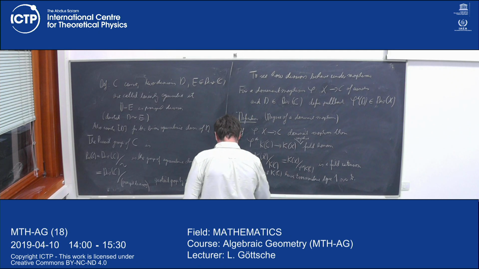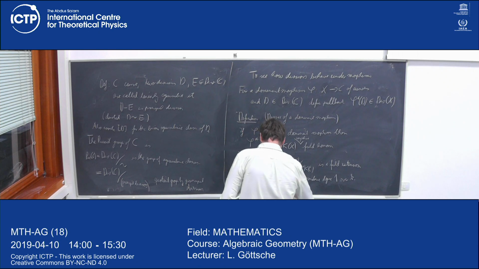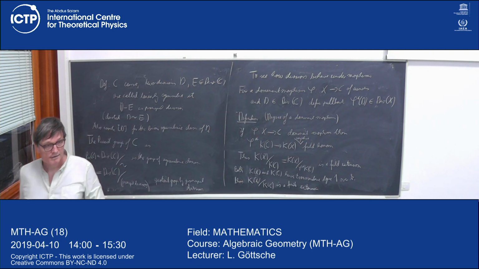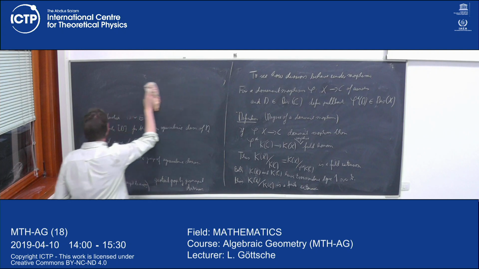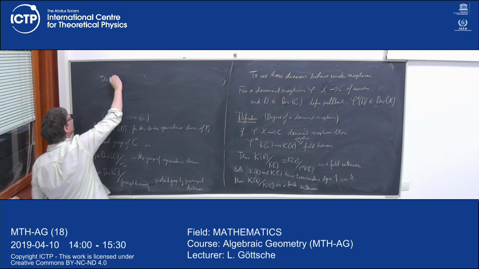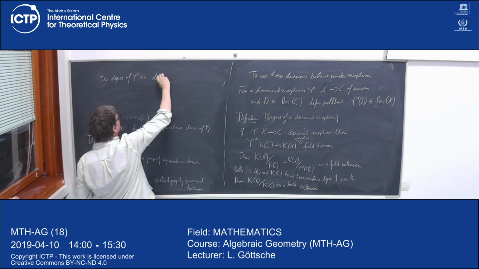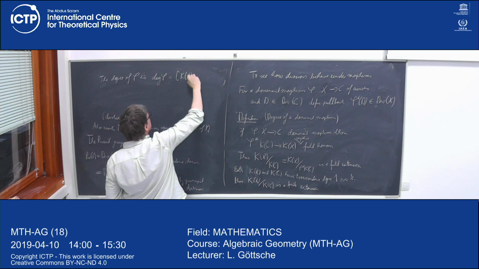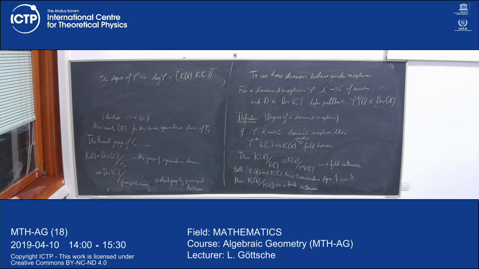So thus Kx over Kc is a finite extension. And the degree of this map is the degree of this field extension. So we let the degree of phi be equal to the degree of Kx over Kc. So that's the degree.